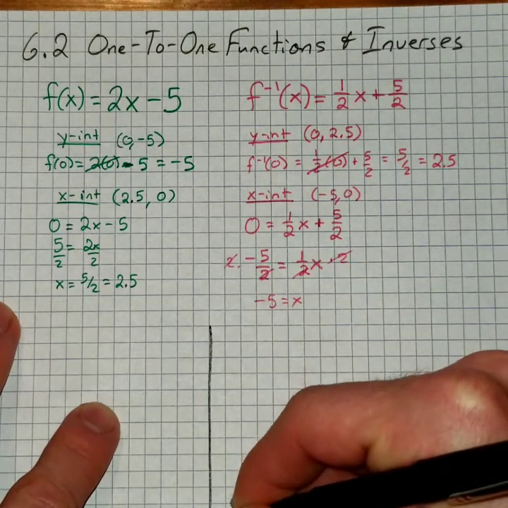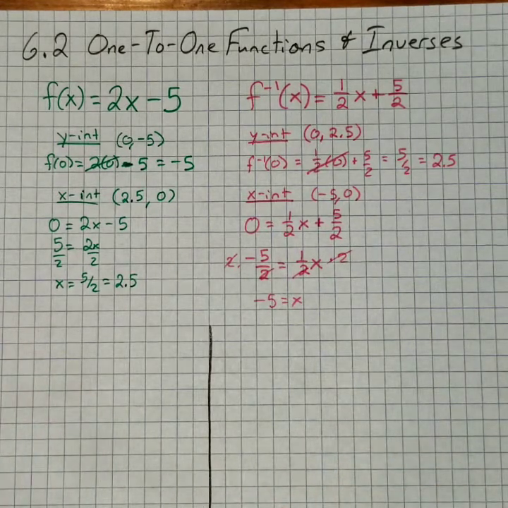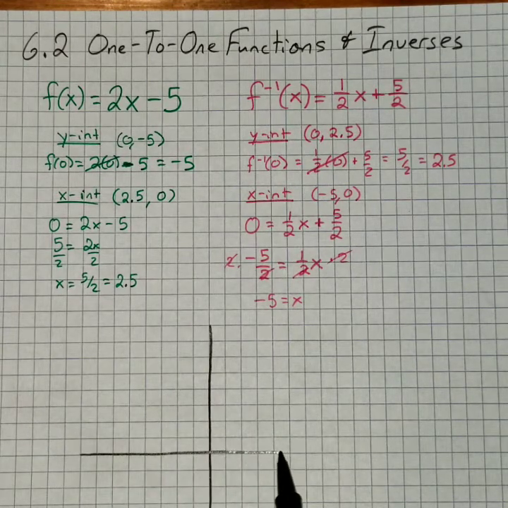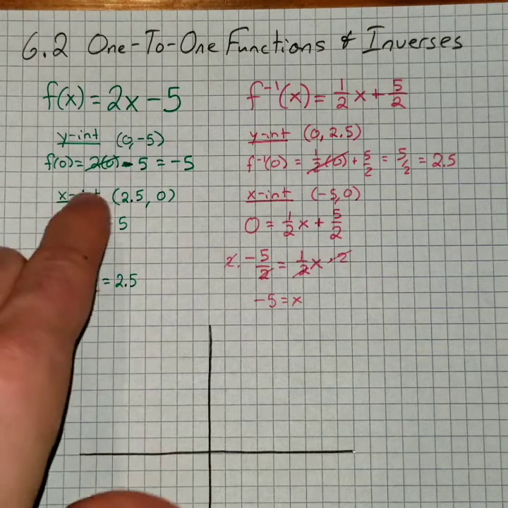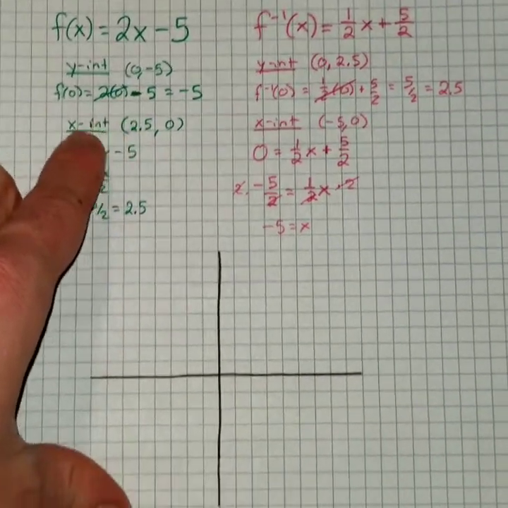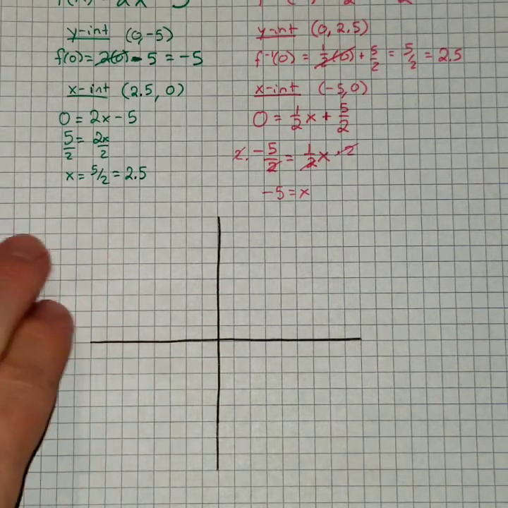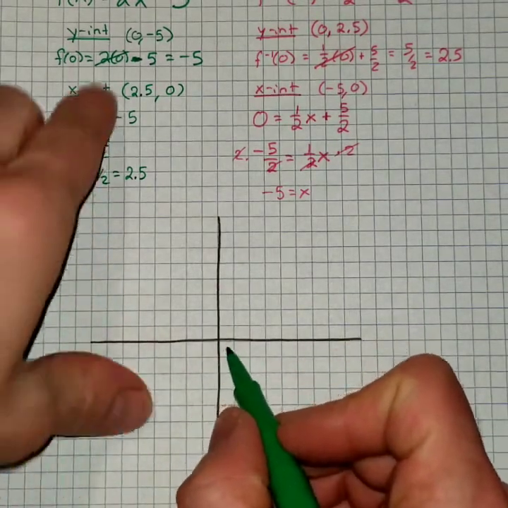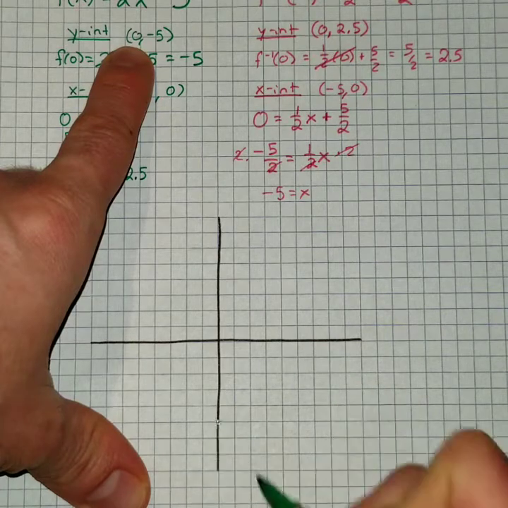I'll draw my axes in black, and then I'm going to try to color coordinate the red and the green. The green function here is f of x. It has a y-intercept at negative 5. Oops, let's move this up so you can see all of it. I'm going to assume the scale to be 1, so every grid line here is 1, rather than writing it all in. So 0, negative 5. 1, 2, 3, 4, 5. I'm going to put a point down there.